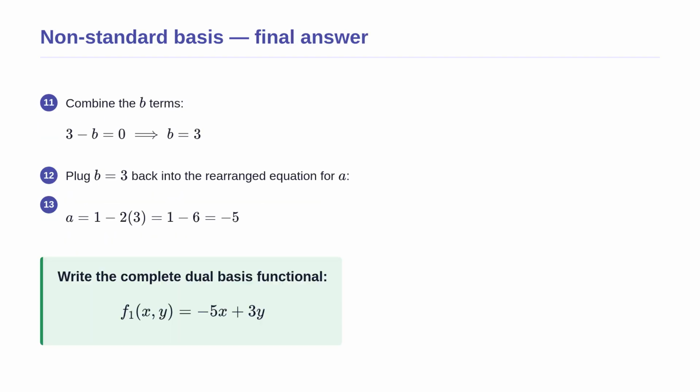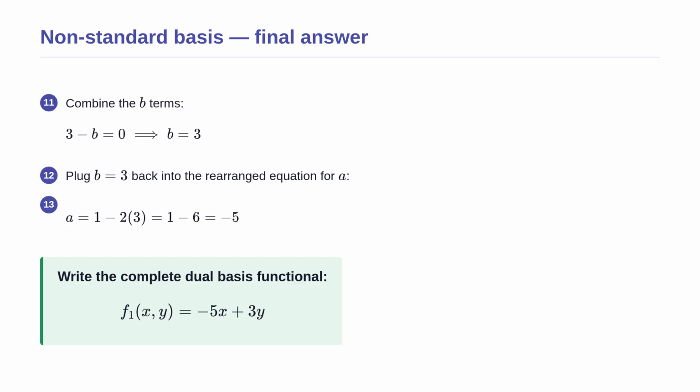Let us finish solving for our functional. Combining the b terms gives 3 minus b equals 0, which means b is exactly 3. We plug this number back into our earlier equation for a, giving 1 minus 2 times 3, which results in negative 5. We have found both constants. Replacing a and b gives our final answer.